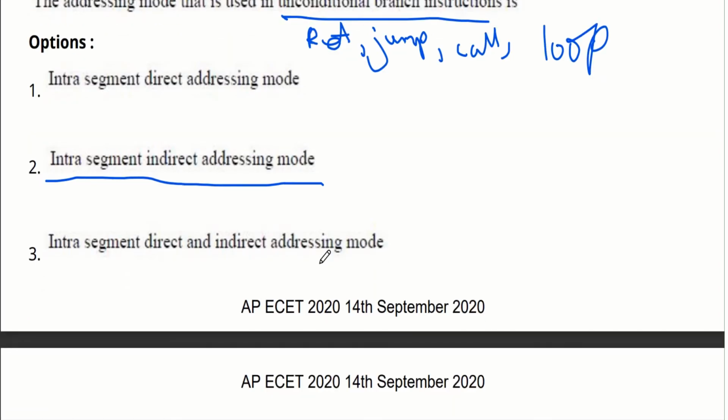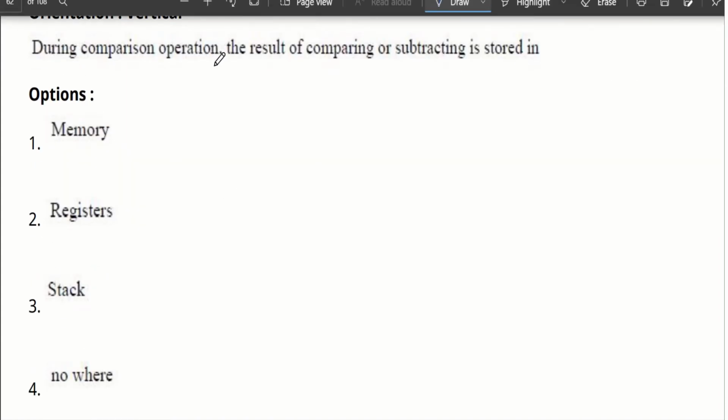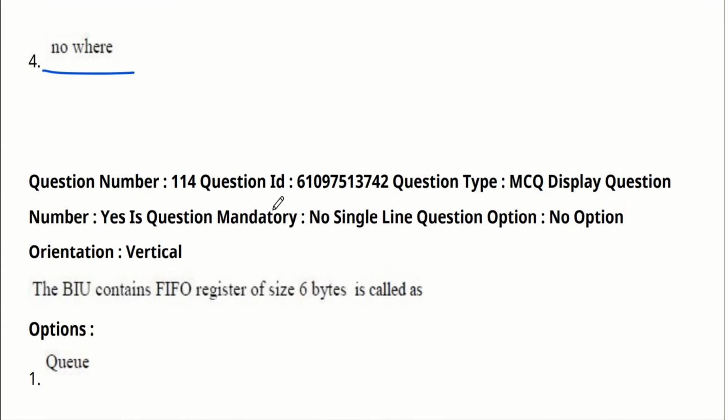Now let's move to our next question. During a comparison operation, the result of comparing or subtracting is stored in dash. The answer is nowhere, because we don't store the comparing result.